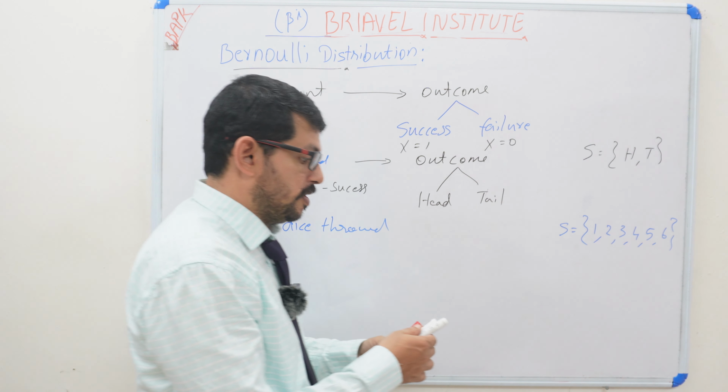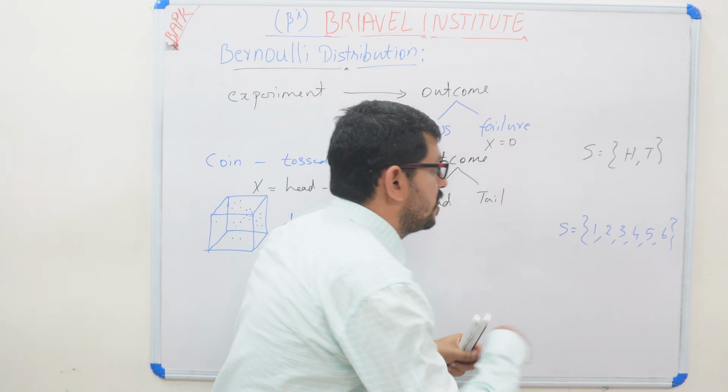And what is my probability? If I throw this dice, what is my probability of getting 1? I have 6 options with equal probability, so I can write it as 1/6. If I get a 2, that is also 1/6, and 3 is also 1/6, 4 is also 1/6. So there is equal probability for getting 1 or 2 or 3 or 5 or 6.